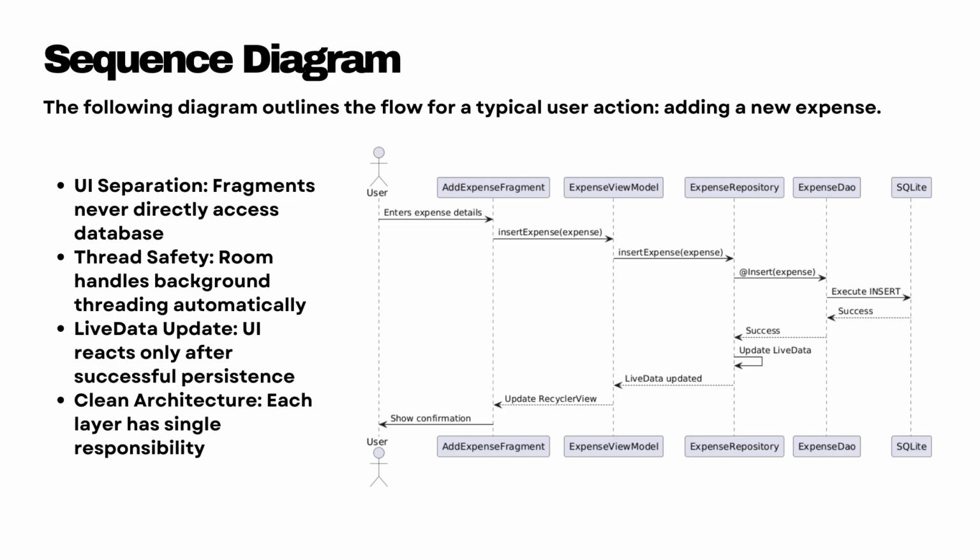Notice how each layer has a single responsibility. Fragments manage UI, view models handle logic, repository coordinates data, and DAO deals purely with SQL. This is not only making the flow thread safe but also simplifies testing and future scalability. For example, swapping SQLite for Firebase would only require repository level changes.